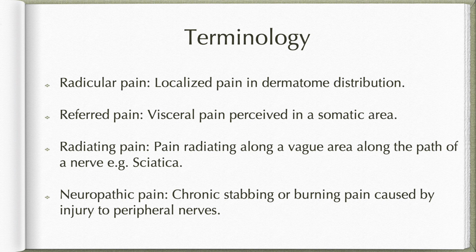Radicular pain is a localized pain in dermatome distribution. This is seen in case of disc prolapse or even herpes zoster. Referred pain is the visceral pain projected to somatic area, like myocardial pain to the medial border of the left arm and forearm, or gallbladder pain to the tip of the shoulder, etc. Radiating pain is a pain radiating along a vague area along the path of a nerve, classically described by sciatica. Neuropathic pain is a chronic stabbing or burning pain caused by injury to the peripheral nerves.